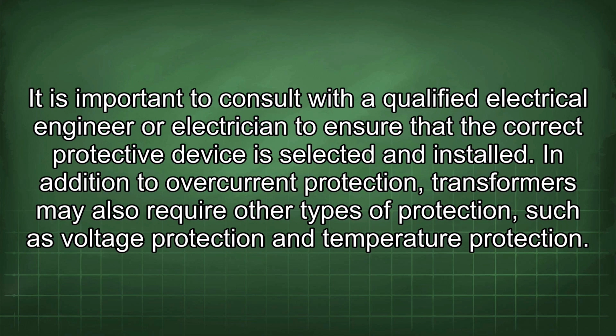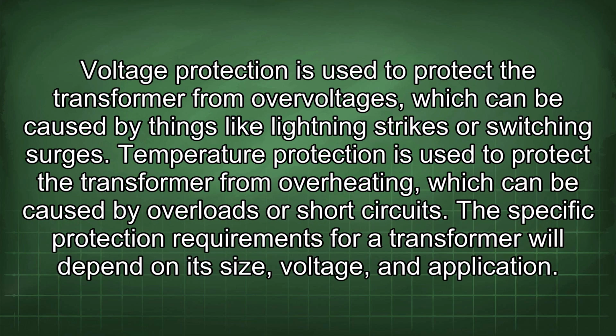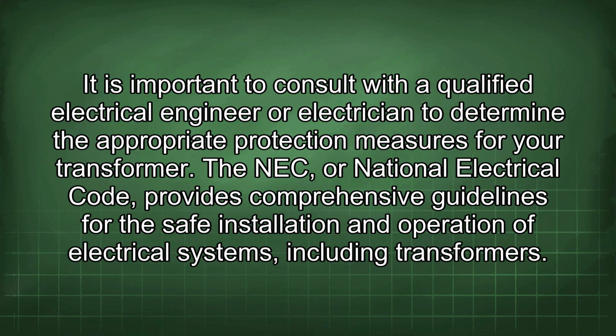In addition to overcurrent protection, transformers may also require other types of protection such as voltage protection and temperature protection. Voltage protection is used to protect the transformer from overvoltages, which can be caused by things like lightning strikes or switching surges. Temperature protection is used to protect the transformer from overheating, which can be caused by overloads or short circuits. The specific protection requirements for a transformer will depend on its size, voltage, and application. It is important to consult with a qualified electrical engineer or electrician to determine the appropriate protection measures for your transformer.